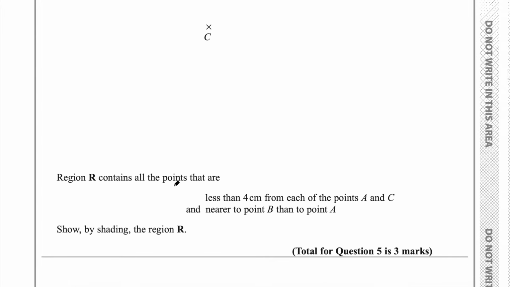Region R contains all the points that are less than 4 centimeters from each of the points A and C and nearer to point B than to point A. Show by shading the region R. Okay, so we need less than 4 centimeters from each point A and C and nearer to point B than to point A. Hopefully you can see that you'll need a compass and a ruler for this question.